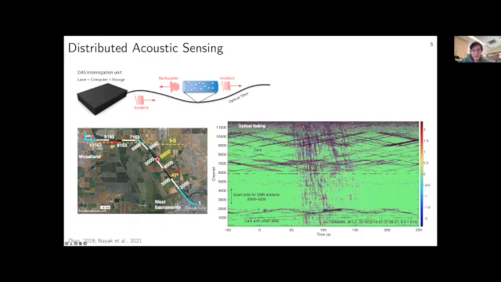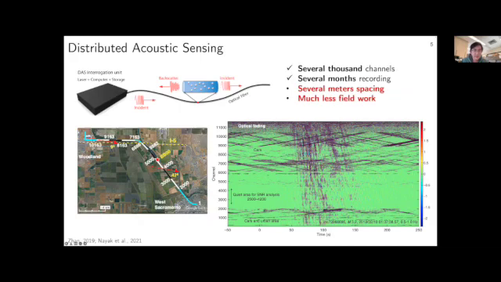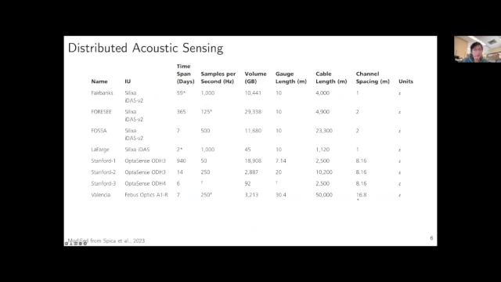So using these new techniques, it's possible to have a dense seismic observation system, and it's similar to the dense array in terms of the number of sensors, the channels, and recording durations. However, the channel spacing is now on the order of several meters, which has been dramatically improved. And what is more important is that much less field work is required to conduct a DAS experiment. So let's take a look at some of the most recent DAS experiments.